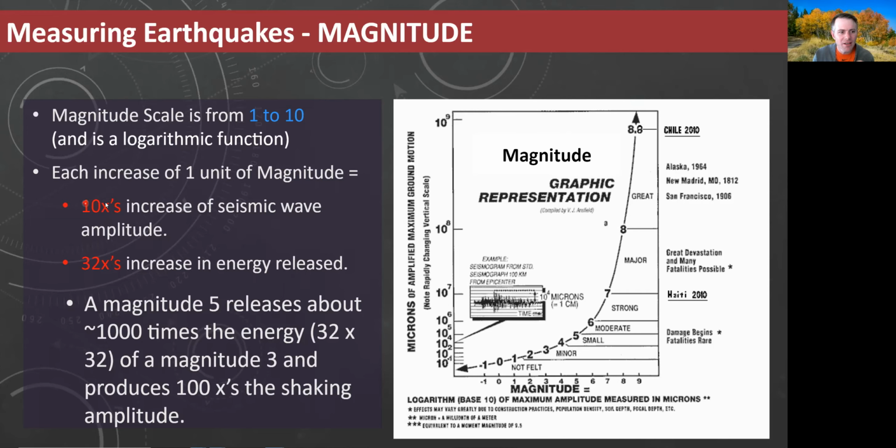And the big thing here, just like they said in the video, is that if you go up 1 unit of magnitude, so from a 1 to a 2, that's 10 times the amount of seismic wave amplitude, but it's 32 times an increase in energy level.